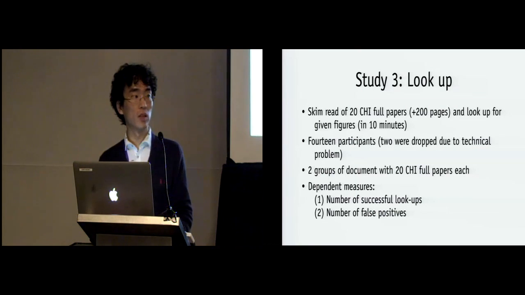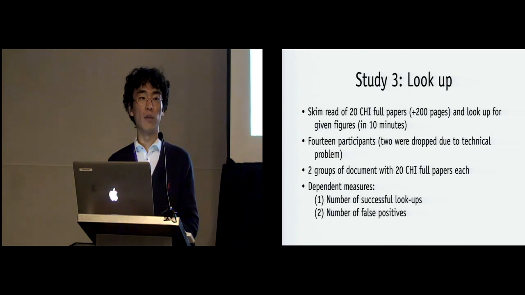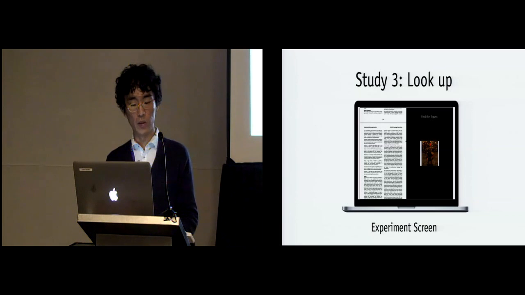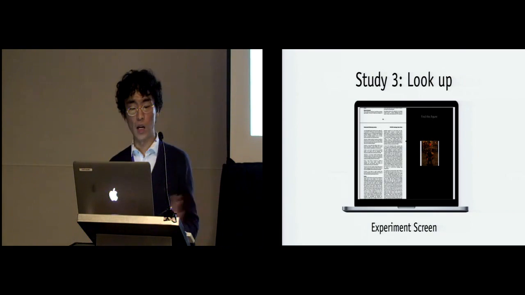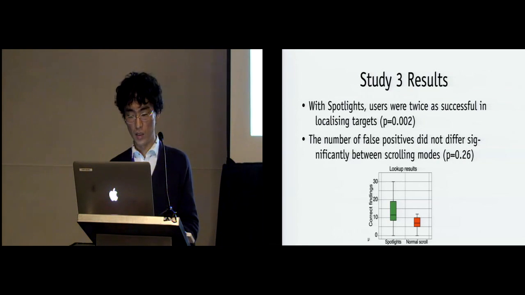And the final user study is the lookup task. You have to find a figure given by the experimenter. And I used 20 Kai-Fu papers connected in one PDF. This is the experimental screen. On the left side, there is a document, so you have to scroll down. And on the right side, you have the target figure you have to find from the spotlight. So the result: twice better with the spotlights. It's much easier to find figures using spotlights.